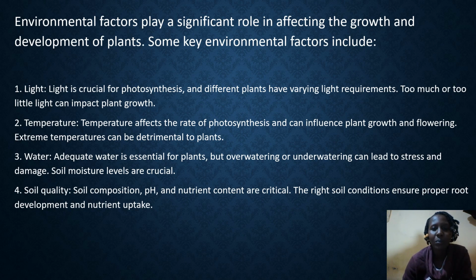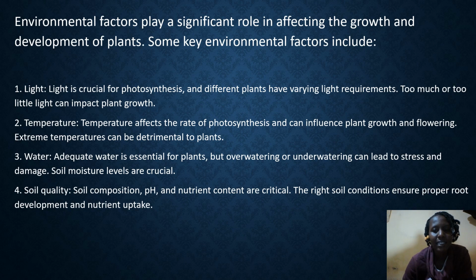Some key environmental factors include: 1. Light. Light is crucial for photosynthesis, and different plants have varying light requirements. Too much or too little light can impact plant growth. 2. Temperature. Temperature affects the rate of photosynthesis and can influence plant growth and flowering. Extreme temperatures can be detrimental to plants.